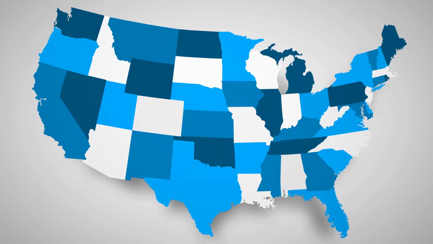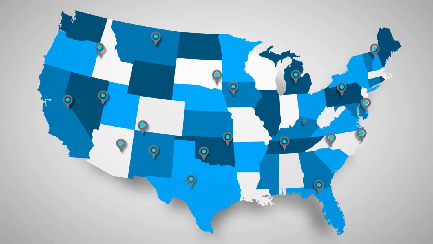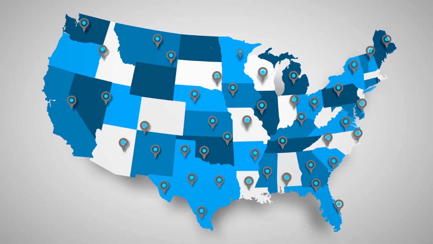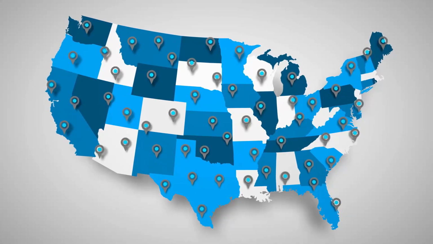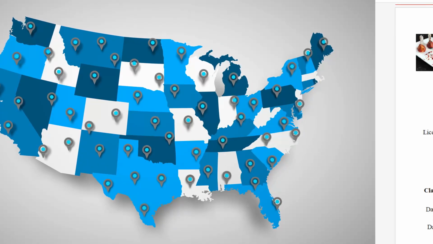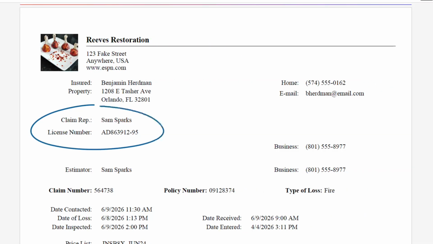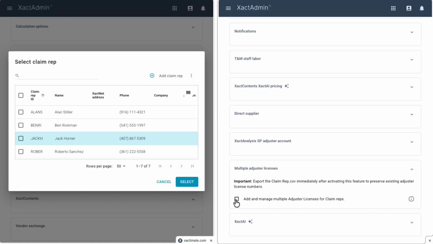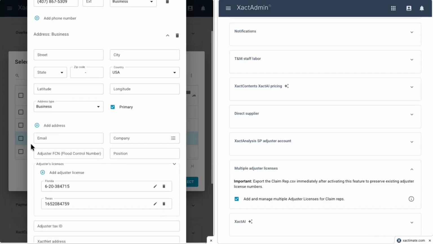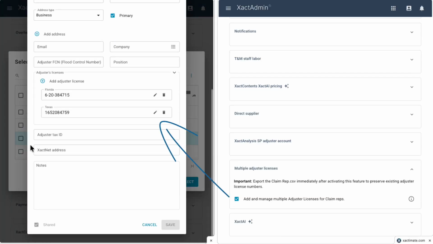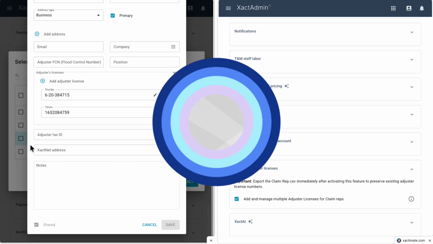If your organization handles claims across multiple states, keeping adjuster license information accurate and organized can be a challenge. Some states require adjuster license information to prominently appear on claim documentation provided to claimants. With multiple adjuster licenses enabled in XactAdmin, you can associate state-specific license numbers with a claim rep's profile and manage them from a centralized location, helping ensure the appropriate license information is available when working claims across multiple states.